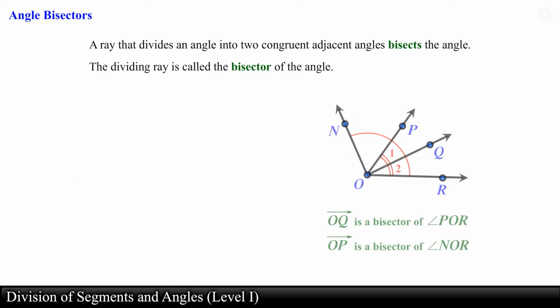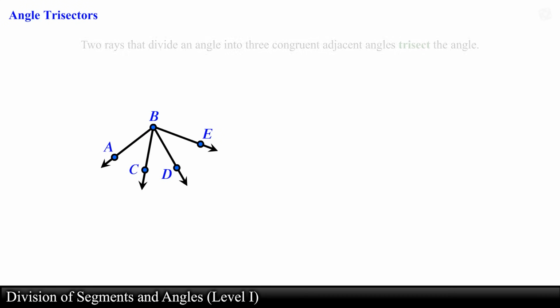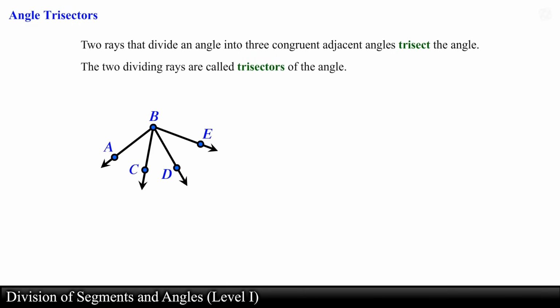Alright, let's end the video by going over angle trisectors. 2 rays can divide an angle into 3 equal parts. 2 rays that divide an angle into 3 congruent adjacent angles trisect the angle. The 2 dividing rays are called trisectors of the angle.